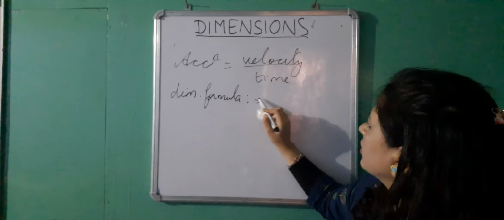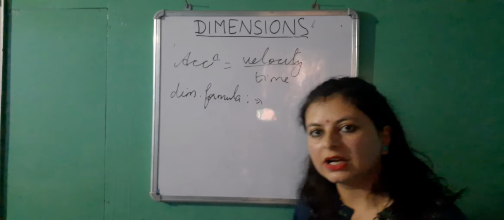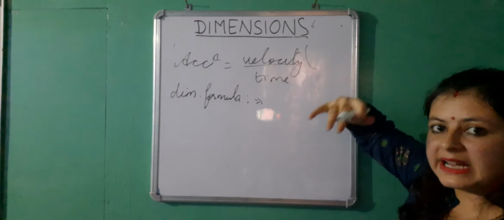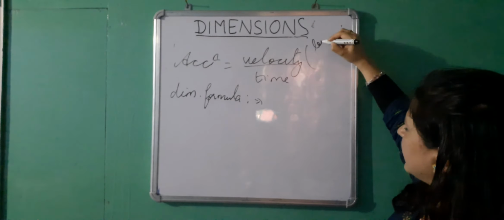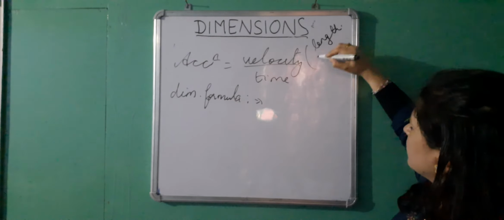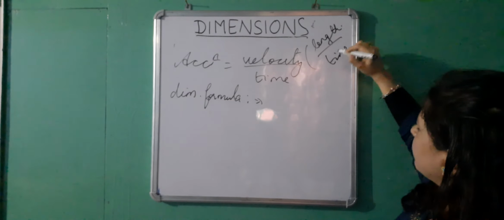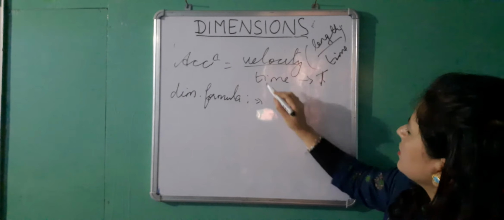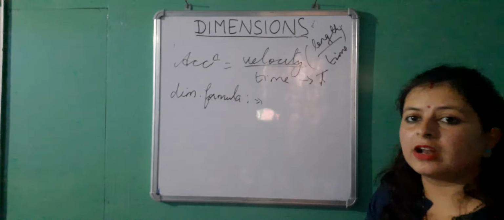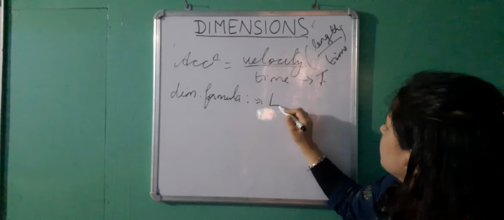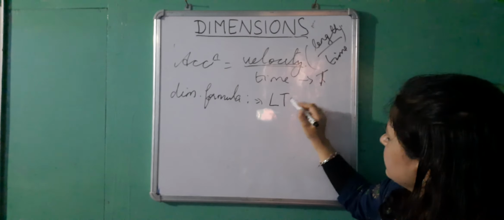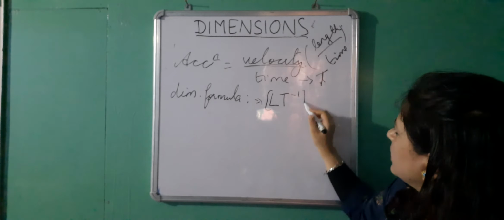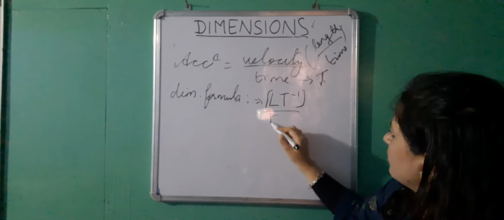Now here on the right hand side also you should know the formula for each and every term. Velocity is distance by time, so we can write it as length by time, that is capital L by capital T. So the dimensional formula, first, velocity is length by time. We can write time in the numerator as a negative power, divided by time once more.